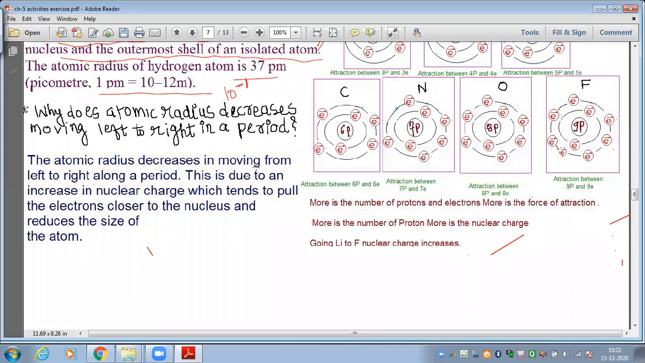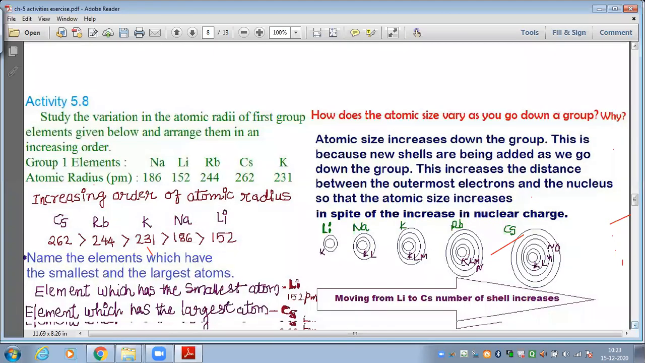The atomic radius decreases in moving from left to right along a period. This is due to an increase in the nuclear charge, which tends to pull the electron closer to the nucleus, and thus the atomic size decreases. So now, from these 3 points, you can understand that going left to right, the nuclear charge increases, and as nuclear charge increases, the force of attraction also increases, and that is why the atomic size decreases.